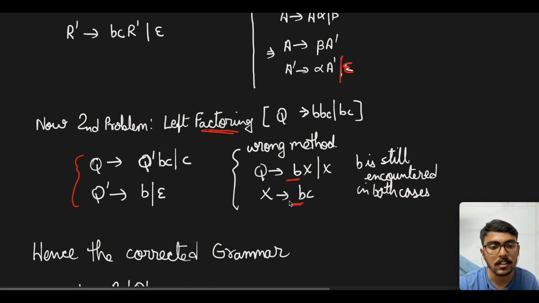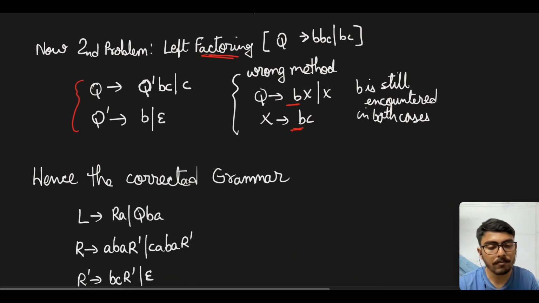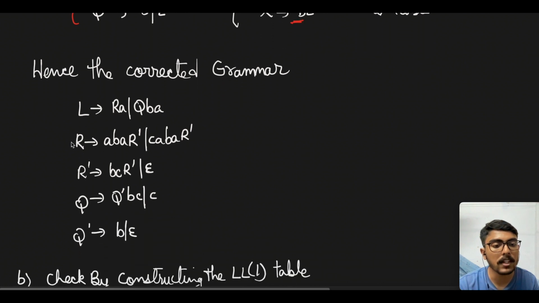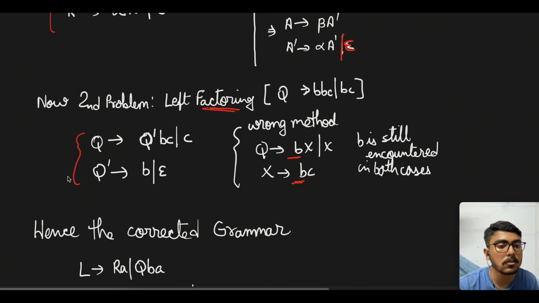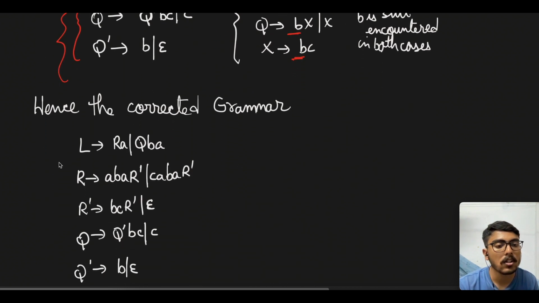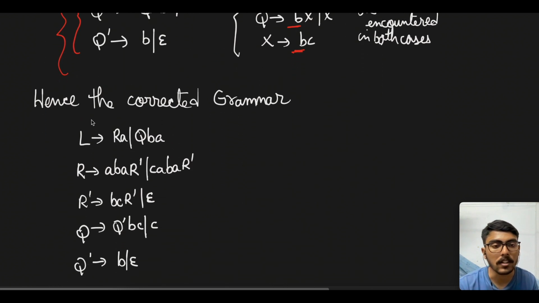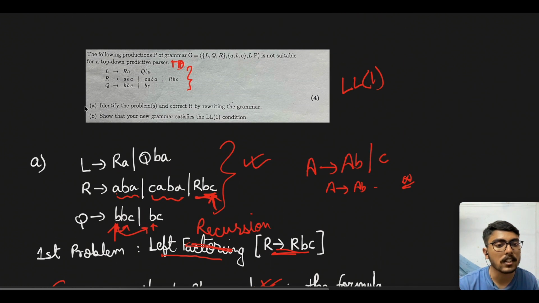But the problem here, they forget to take into consideration, is that B is still encountered on the first in both cases, right? So the grammar will still remain confused as to which rule it has to take, because B is appearing twice. So once it sees B, it will not be able to guide itself which one to take. So the corrected grammar will be the following below. All we have done is just combine these two and these two, so then we have the corrected grammar. So this was the corrected grammar.